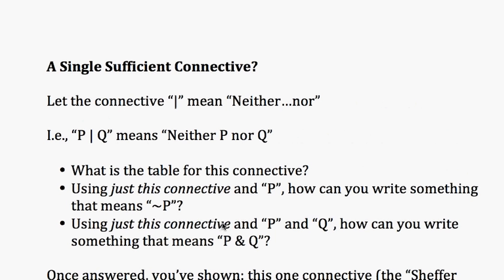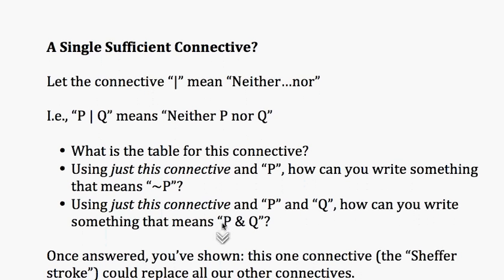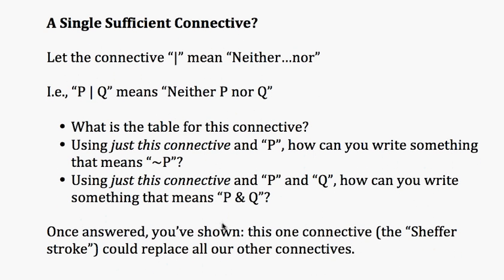Now, one more topic, and it's this. Let's get the whole page visible here. We've talked so far about pairs of connectives that would be sufficient, but could we have a single connective that all by itself would be sufficient to express everything that we can express using all our connectives? And the answer is yes. The connective is just a downward stroke, and what it means is neither nor. So when we write P stroke Q, that means neither P nor Q.